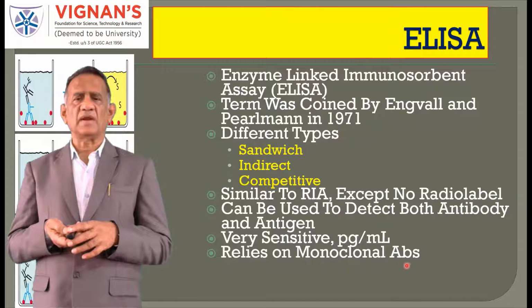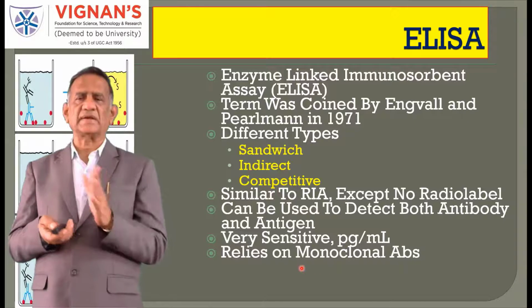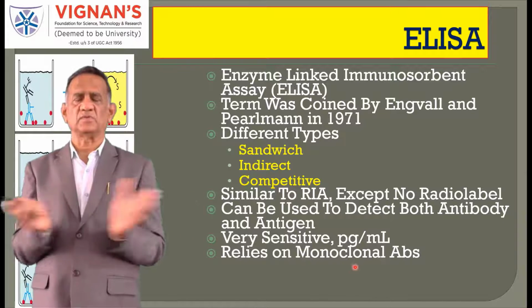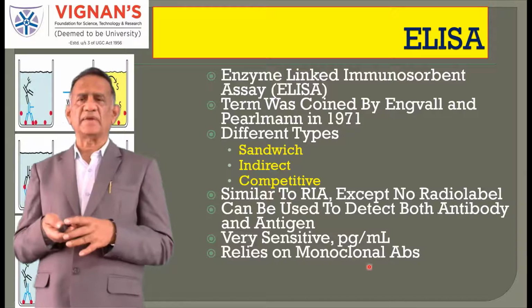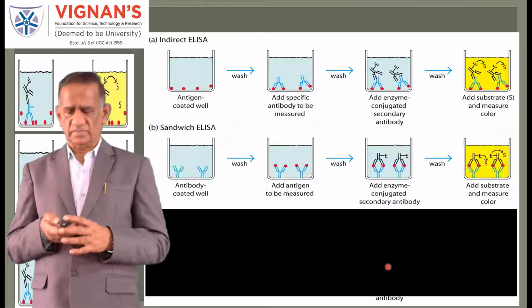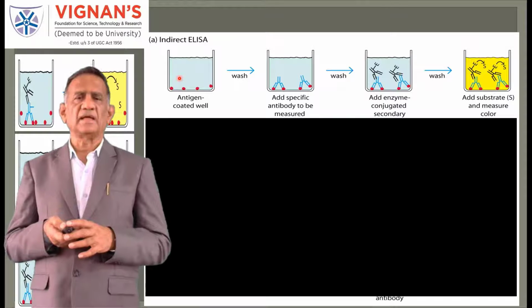Relies on monoclonal antibodies, that is 10 to the power of minus 12. So ELISA work can be done only with the monoclonal antibody. Without monoclonal antibody, you cannot do it. That is what came after the hybridoma technology. So let us see now a simple technique called indirect ELISA.